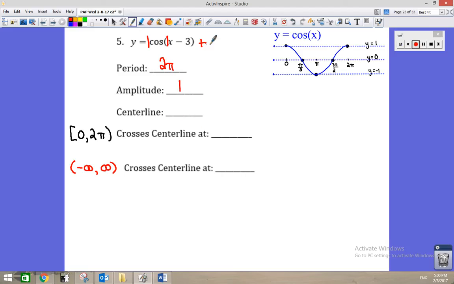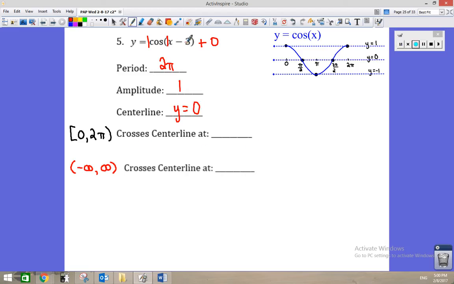The center line is always what you're adding or subtracting to the function. In this case, we haven't lifted the graph up or down. The center line is a line, so it needs to be written as an equation. It's a horizontal line, so it's always y equals, and in this case, y equals 0.